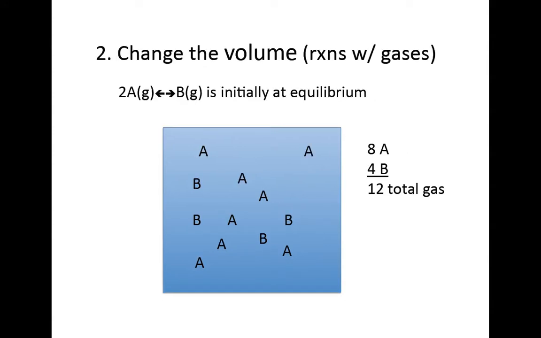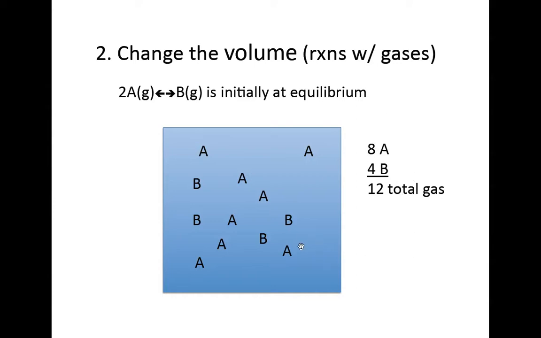Here's our second example. We're going to change the volume, and now this is only really relevant for reactions with gases, because the main leverage that changing the volume will have on this sort of system is by changing the pressure. So we're imagining now we have a different stoichiometry here. We have 2 A's reacting to form B. Both of them are gas molecules. We have a total of 12 gas molecules, and there they are.